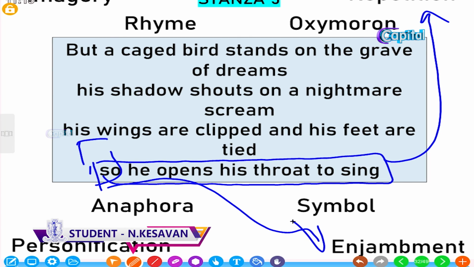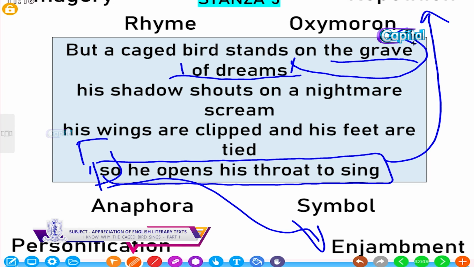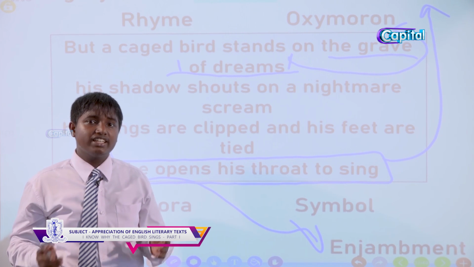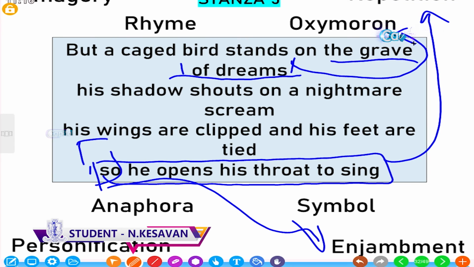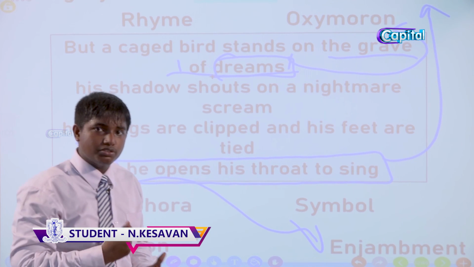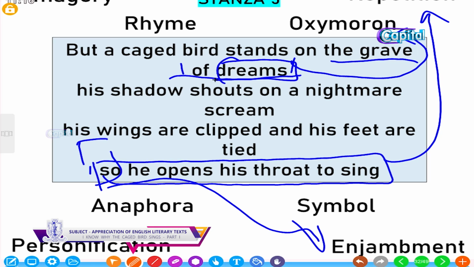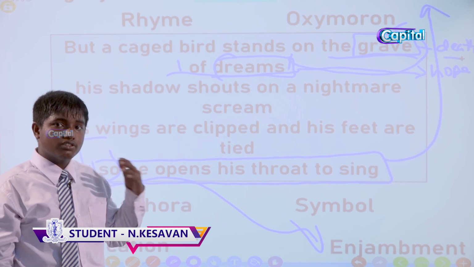Imagery, we can see clear the nightmare scream and the grave that he is standing on. We can see the visual imagery in this word, grave of dreams. But also grave of dreams has another poetic technique, and that is oxymoron. What is oxymoron? Having contrasting ideas in the same phrase, because dreams is the ambition, is you're fighting for something, then it's a dream. But grave, it refers to death. Death and hope. If you take it directly, there is no hope.